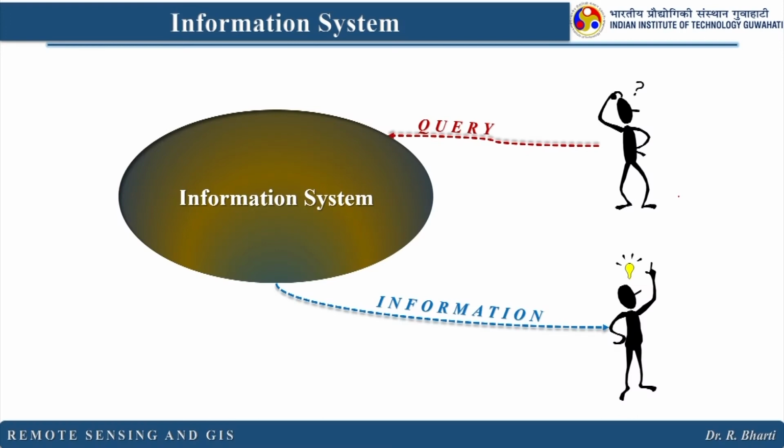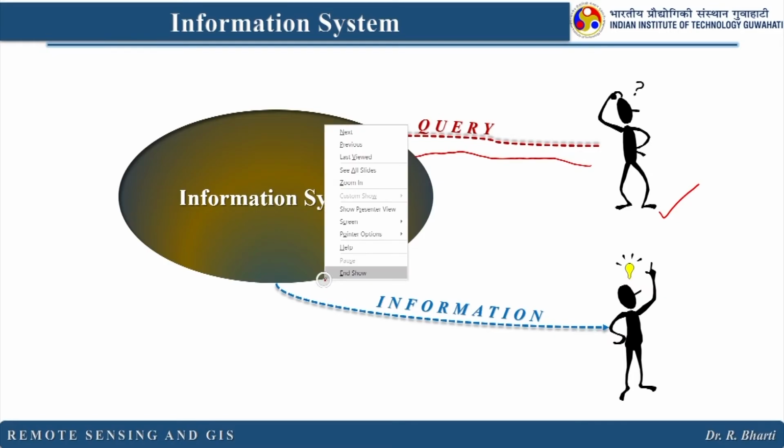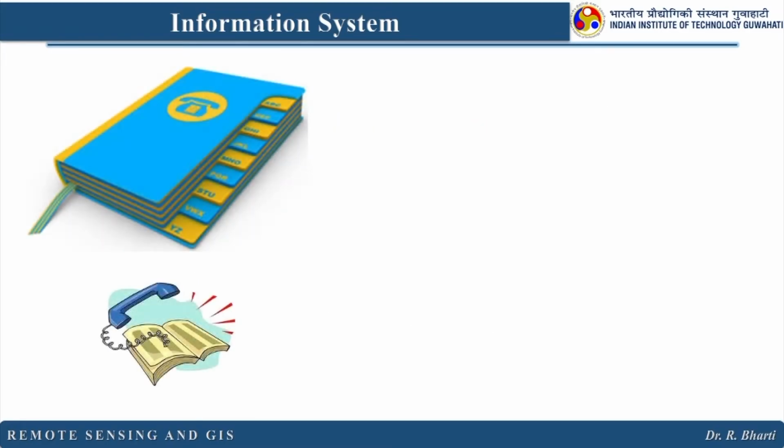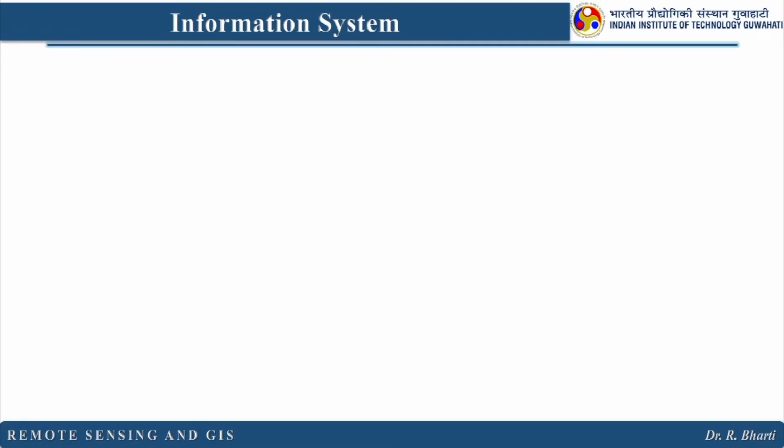So here this particular person is having some query, maybe something related to maths, then he wants to learn and then he sends this query to this information system, and the information system understands that question and then it provides some answer. So that is the meaning of your information system. An information system is a system which can provide you answers about your questions.